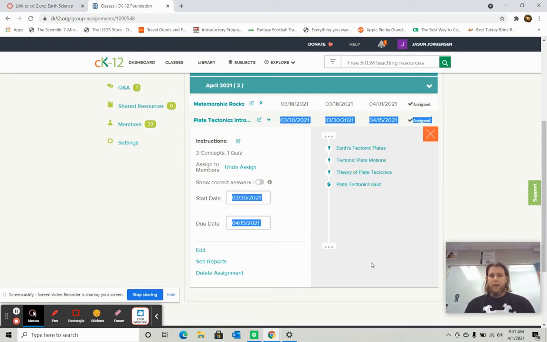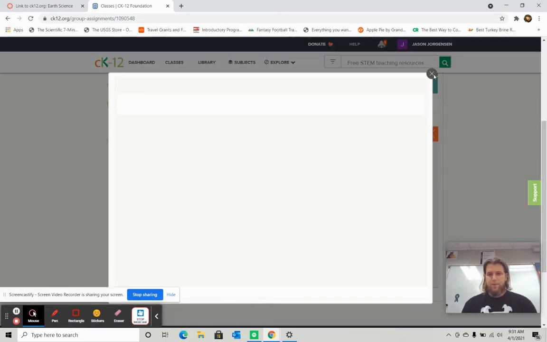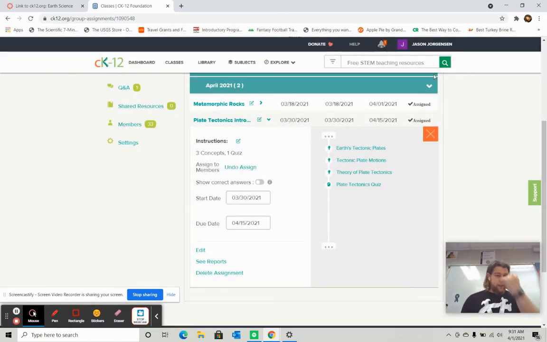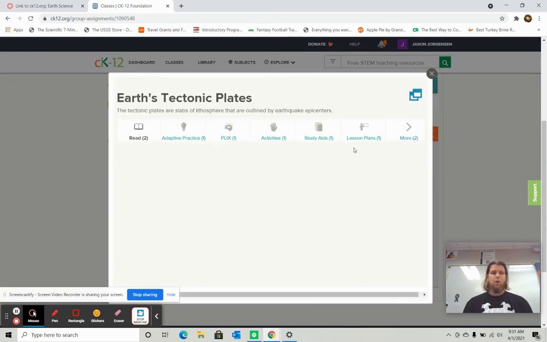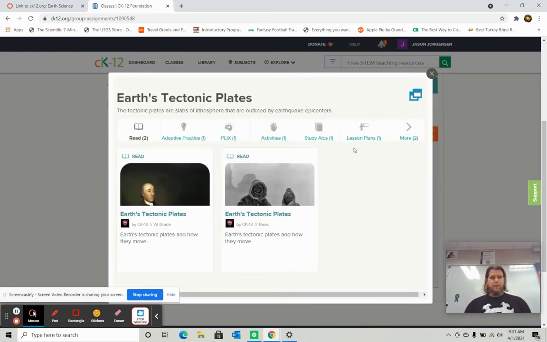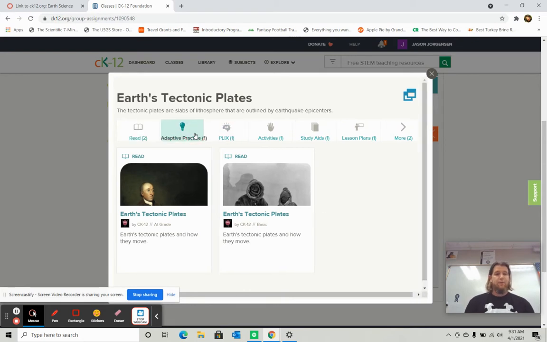So just 3 little sections here: Earth's tectonic plates, tectonic plate motions, and the theory of plate tectonics. We pretty much know the flow of this as well, but I'm going to go over it really quick. These sections give you a lot of supplemental material, be it articles, videos, study aids, little games you could play. But the main thing here is you want to use these things to supplement your knowledge from the discussion board and the lecture to answer the adaptive practices.